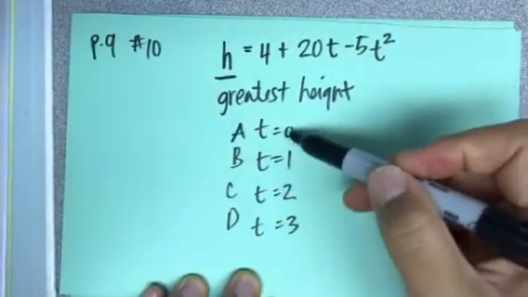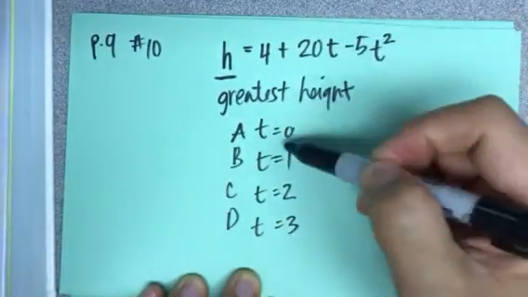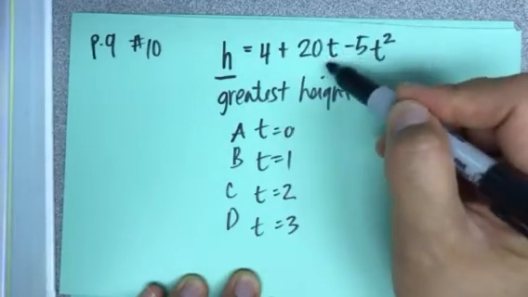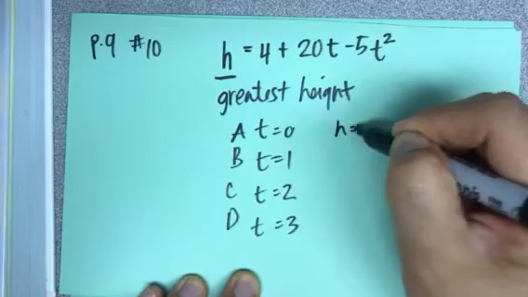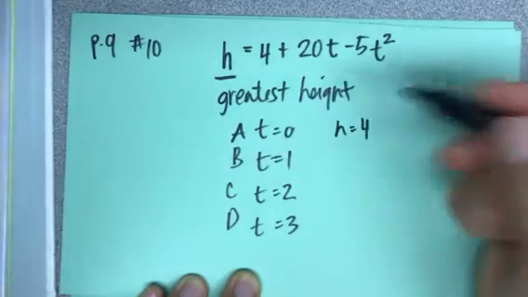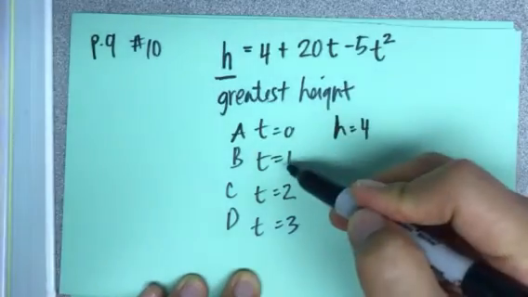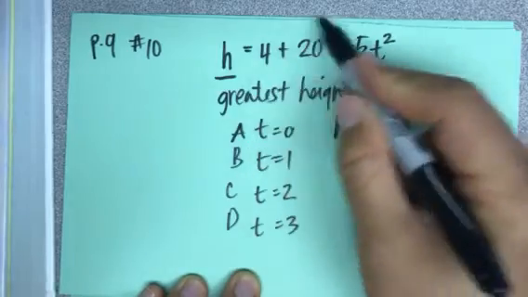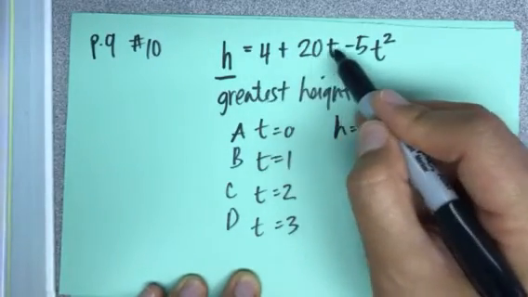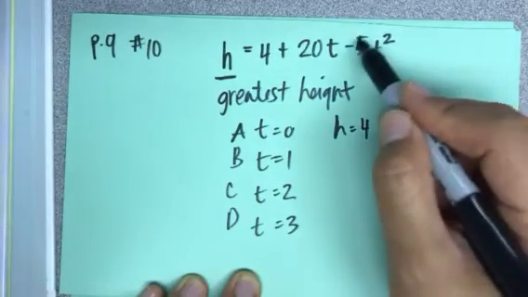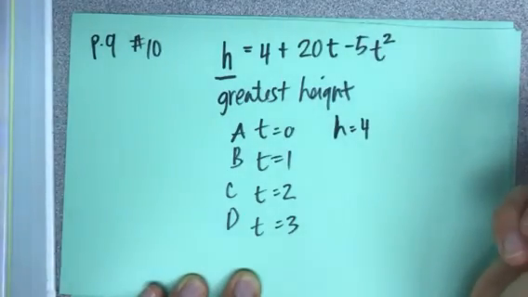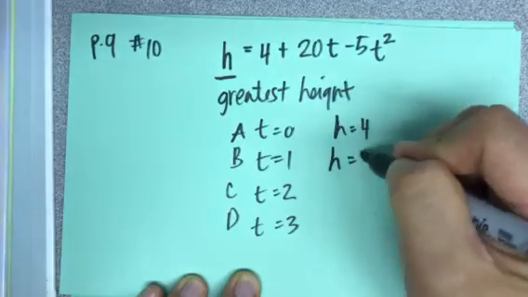You will literally take 0 and you will plug it in. If you plug 0 into here, that's going to make it a 0, that's going to make it a 0. H is going to equal 4. Okay, so just leave that there and see if that ends up being the highest. Then you have to plug in the 1, so it's going to be 4 plus 20 minus 5. Okay, because the 1 squared times the 5 just equals 5. And that's going to come out to H equals 19.